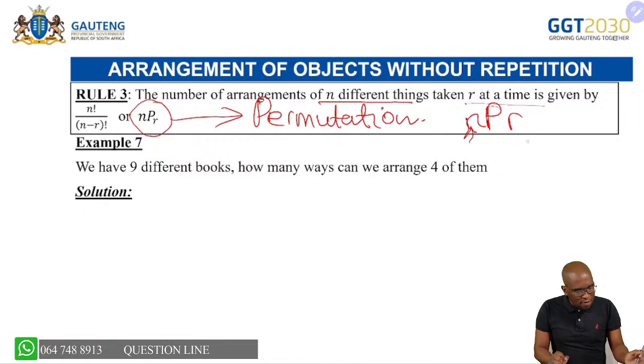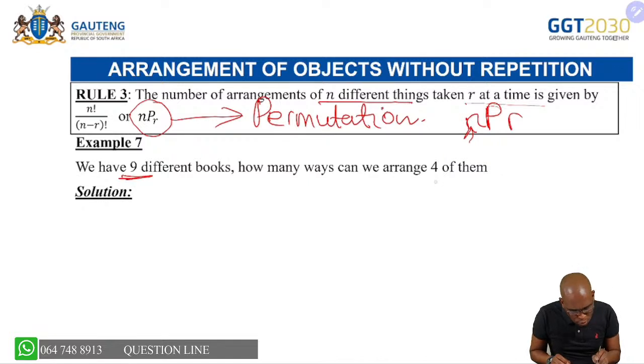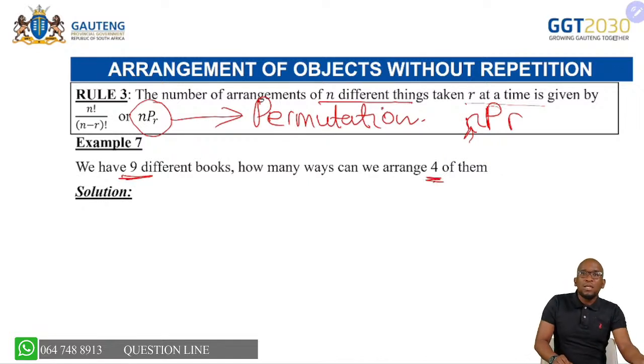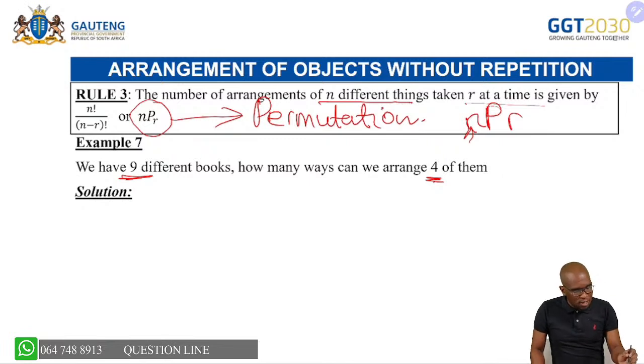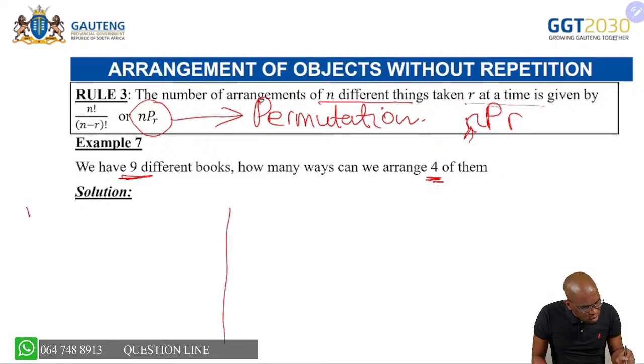All right, we have 9 different books. How many ways can we arrange 4 of them? Now, if you check here, the total number of books is 9, but we want to arrange only 4 of them. So we're going to make use of our rule number 3. Alternatively, we can also use the fundamental counting principle. Right, let us revert to the first method. Method 1, let us use method A.